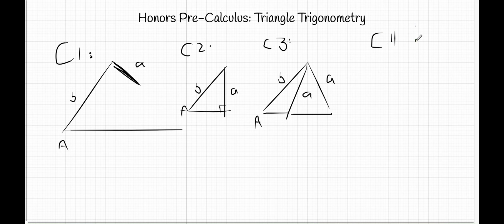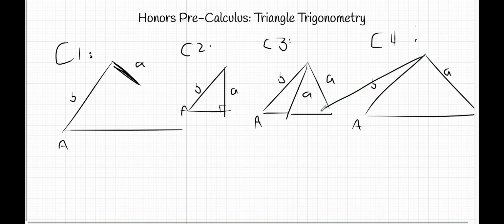And case 4 is there's only one possible triangle and it's acute. So this is when A is much longer and only intersects this line once all the way out here. If you were to draw the other side of A, it'll go all the way here, which doesn't intersect the triangle and make it work, so there's only one possible triangle.